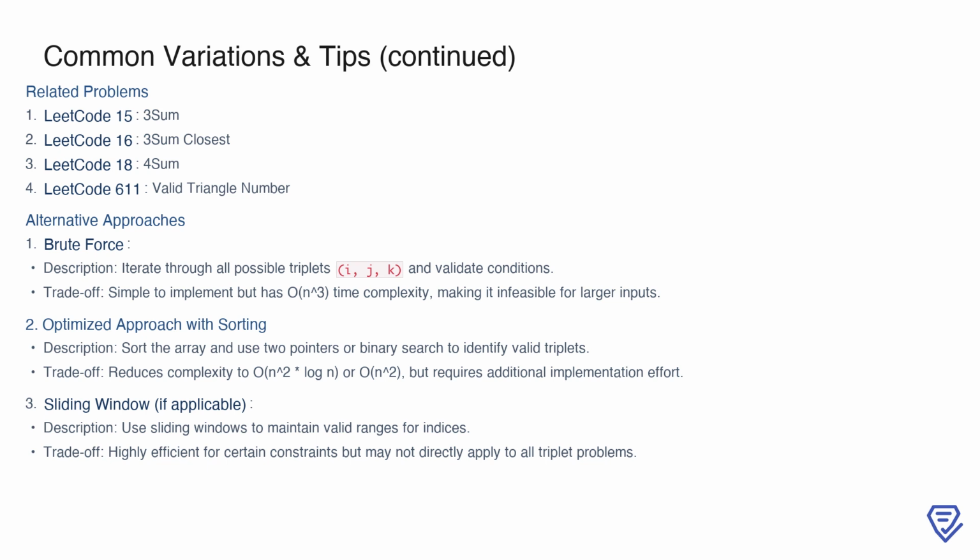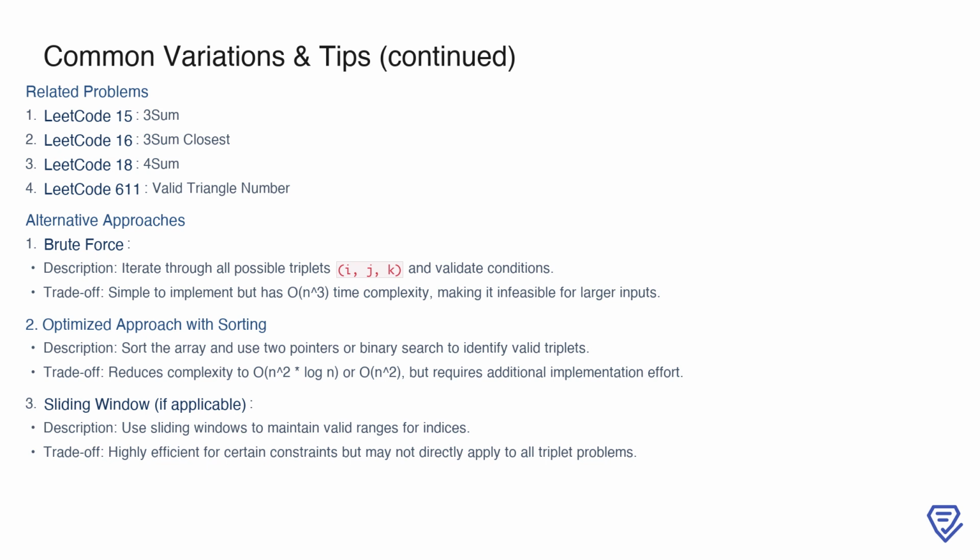As for solving strategies, brute force is the most straightforward approach, iterating through all possible triplets i, j, k, and validating the conditions. While this is easy to implement, the O(n³) time complexity makes it unsuitable for larger inputs. An optimized approach involves sorting the array and then using techniques like two-pointers or binary search to efficiently identify valid triplets. This significantly reduces complexity to O(n² log n), or even O(n²), but it does require more sophisticated implementation.